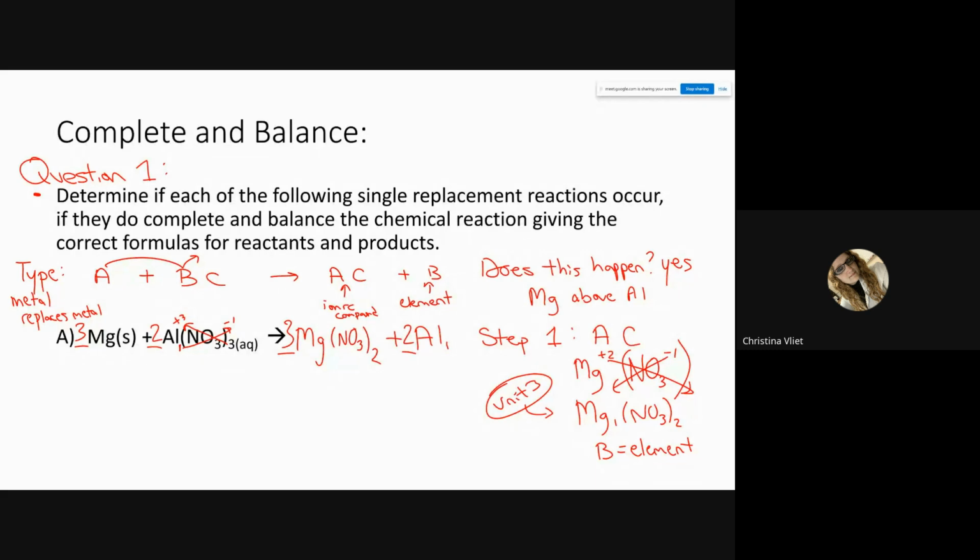The process. Every time you complete and balance, you start with making the right formulas, then you balance the equation. The last step is states of matter. So states of matter. Magnesium nitrate is an ionic compound. Is it in water? Yes or no? Take a look at the reactant.